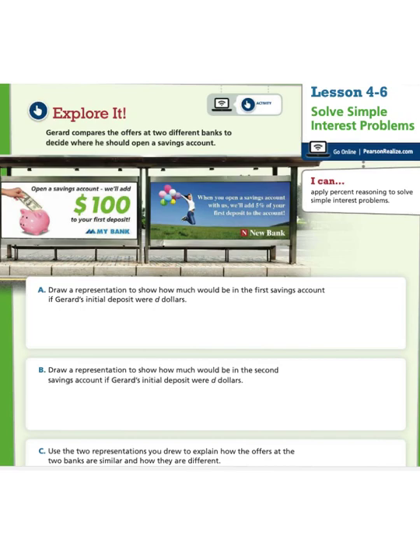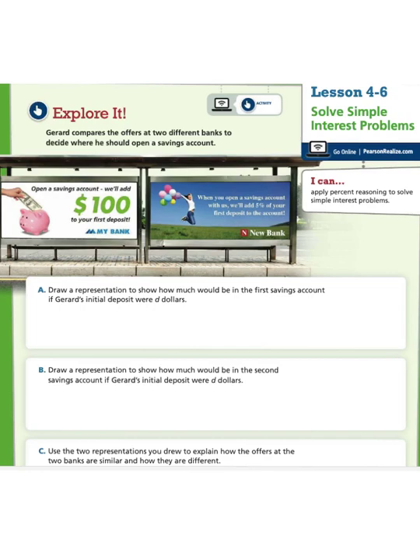Gerard compares the offers at two different banks to decide where he should open a savings account. At my bank, opening a savings account will add $100 to your first deposit. When you open a savings account with us at New Bank, we'll add 5% of your first deposit to your account. Answer questions A, B, and C.